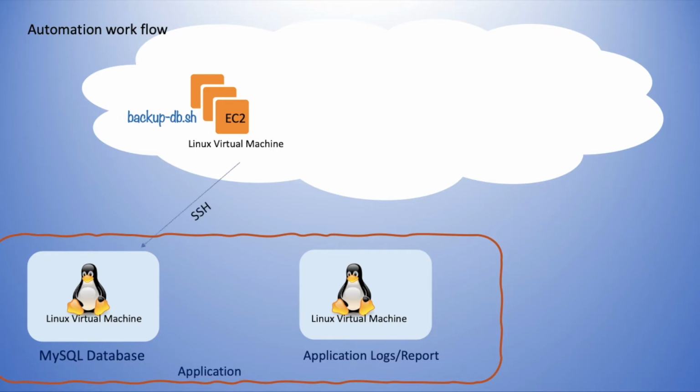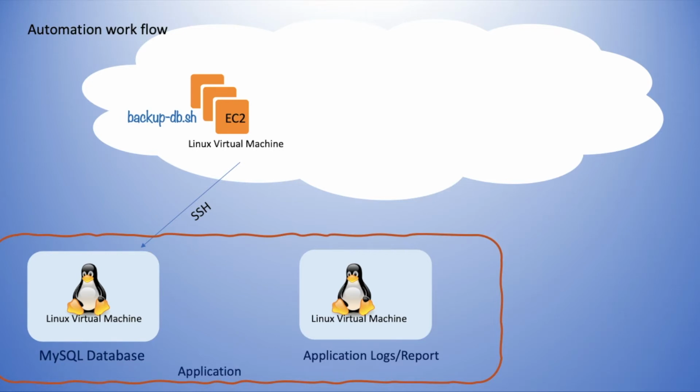After that, the script on the EC2 machine will connect to the Linux machine where the MySQL DB is running, through SSH key connectivity. In my previous tutorial, I explained how to connect from one machine to another, two remote machines, using the SSH key. Please follow that video if you are not aware of how to connect using the SSH key.